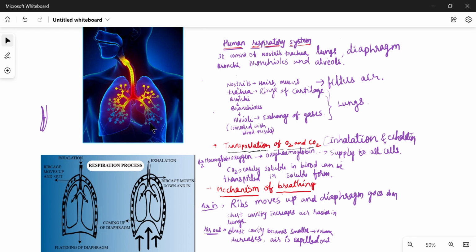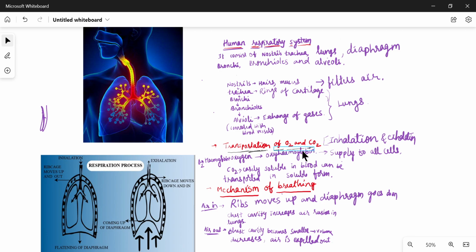The oxygen which is taken will be given to the blood vessels, and these blood vessels will carry this oxygen to each and every cell of our body. And from each and every cell of our body, carbon dioxide will be taken towards the alveoli and it will be diffused inside the alveoli. And then the carbon dioxide will be taken through the bronchioles, the bronchi, the trachea, and will be exhaled through our nostrils.